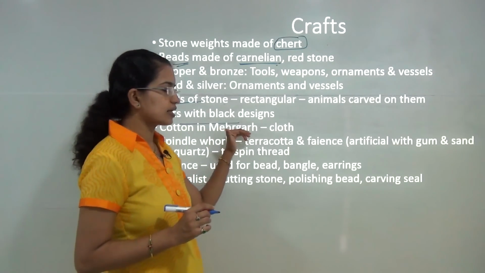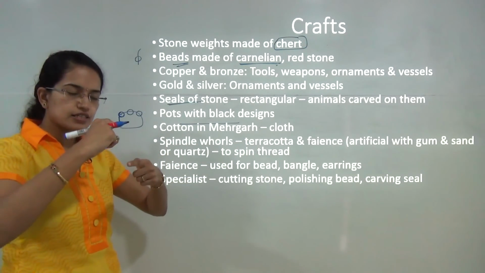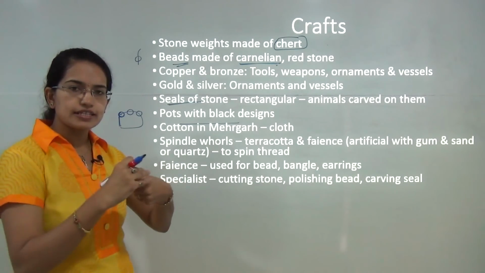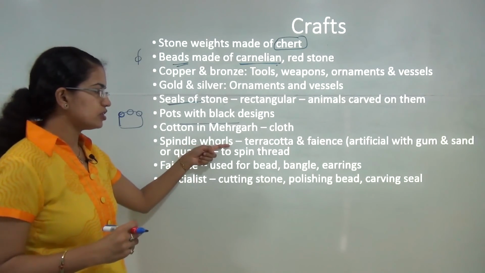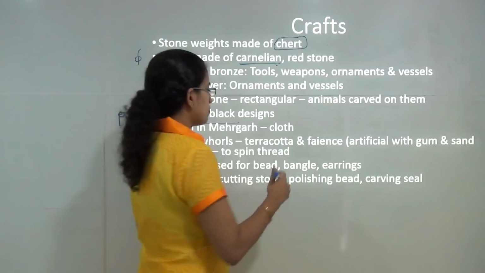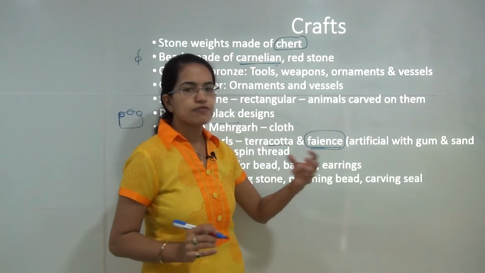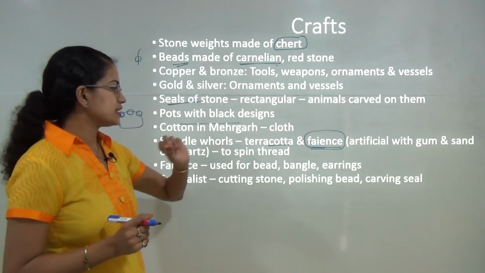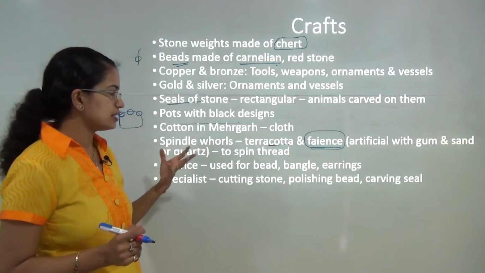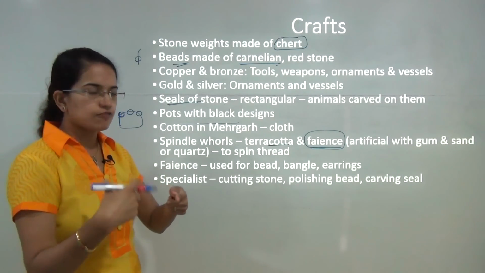Cotton was grown in Mehrgarh, and this cotton was used for creating clothes. Then you had the cotton rolls. For the cotton rolls, you need to have the spindles. We call those spindle whorls, and these spindle whorls, along which the thread was tied, were made of terracotta or faience. Now this is an artificial substance which is made from gum and sand. It is available in various colors, and this is used for making beads, bangles, earrings. Again, they are used as whorls around which the thread is woven.